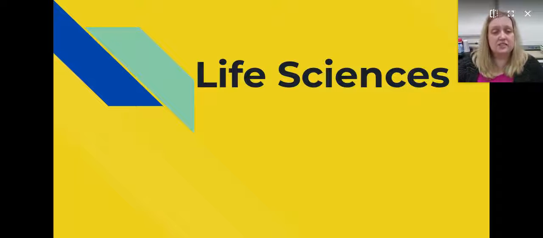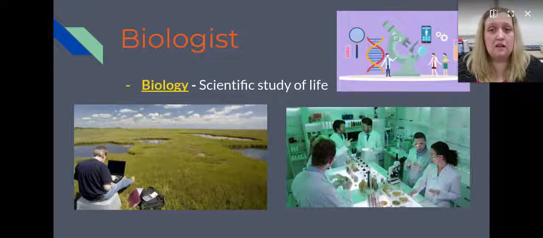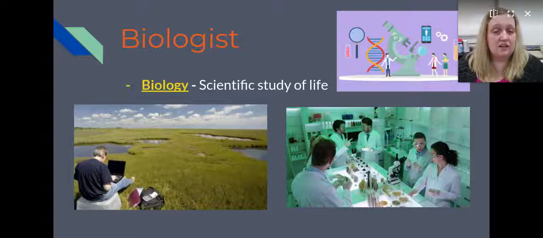Also, I do have a section with life science. So life science is more biology, but I am going to go over a couple different types of life sciences. First one is a biologist. A biologist is an individual that's going to study life. So biology is defined as the scientific study of life.